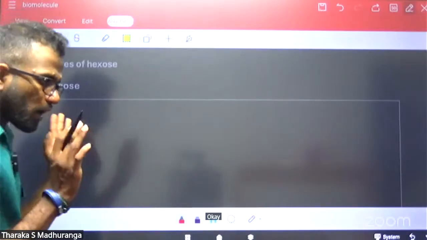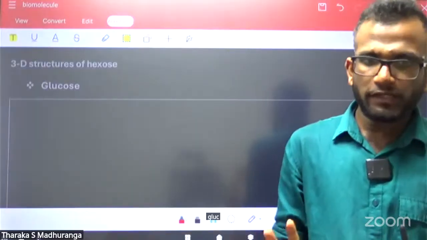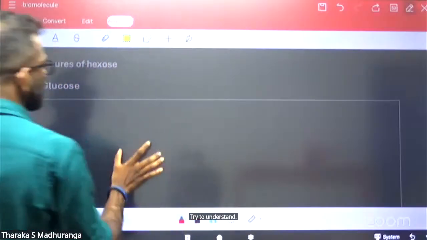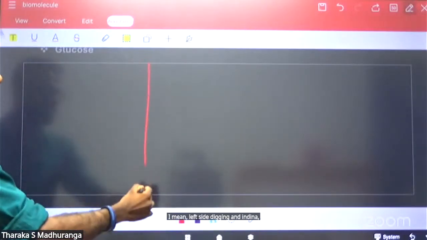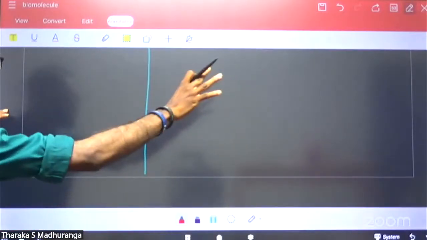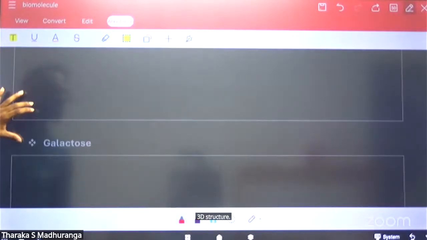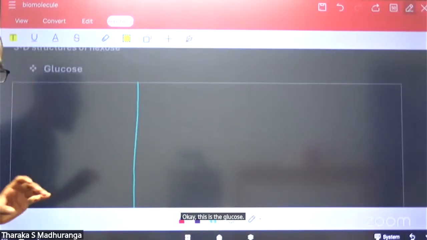Now I am going to draw the glucose linear structure. Try to understand. Draw it from this corner, on the left side. Keep space on the right side for the 3D structure. Okay, this is the glucose linear structure.